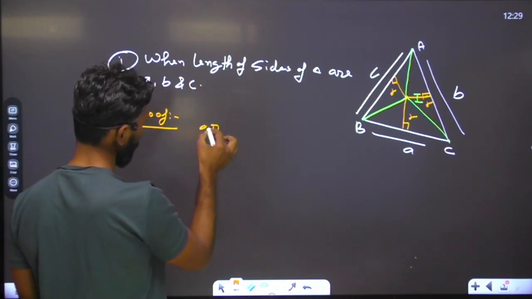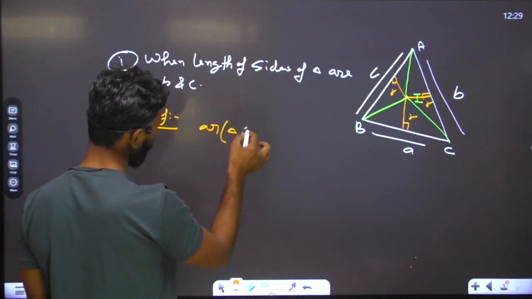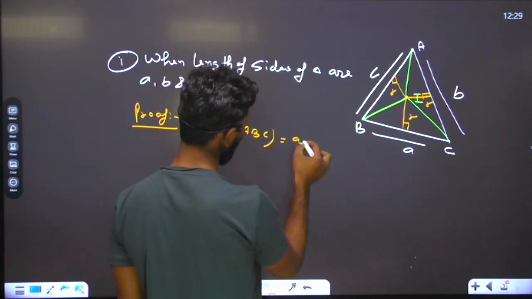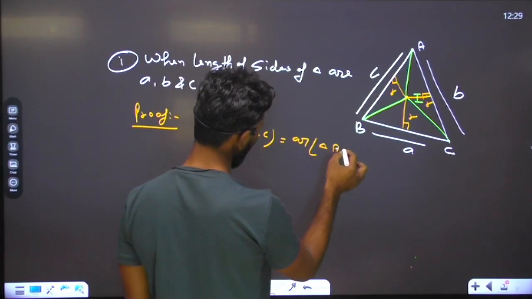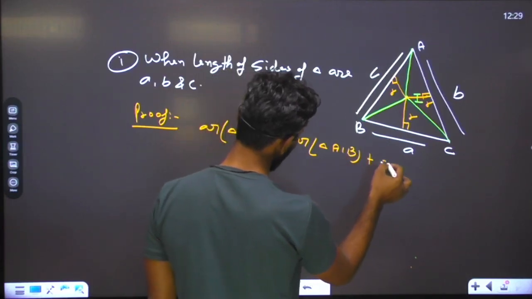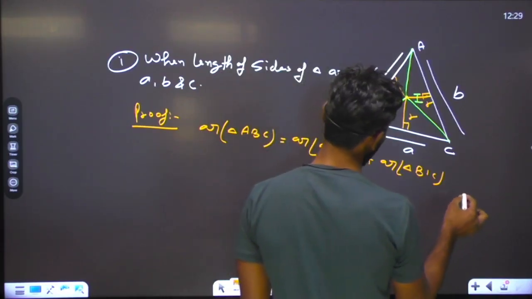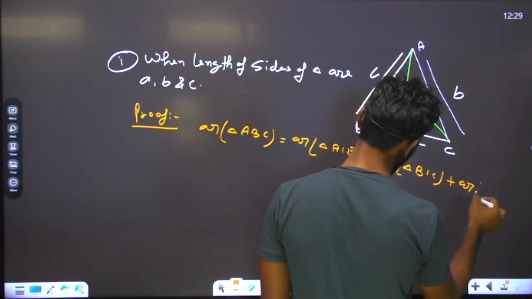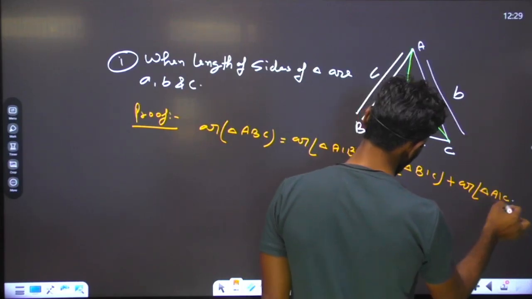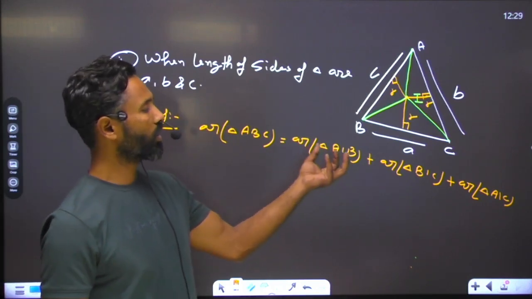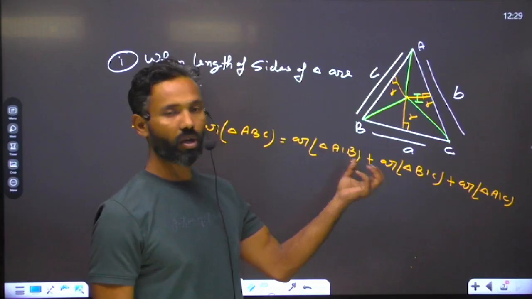AR means area. Area of triangle ABC will be equal to area of triangle AIB plus area of triangle BIC plus area of triangle AIC. I can say that the area of triangle ABC will be equal to the sum of the area of these three triangles.